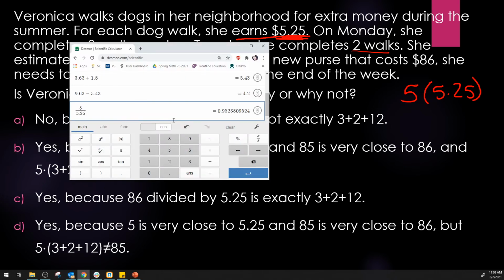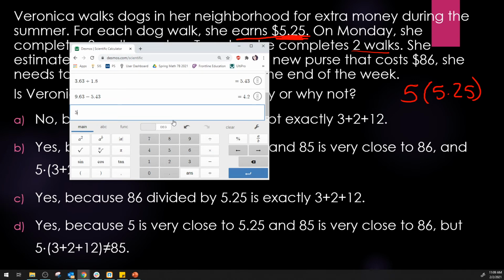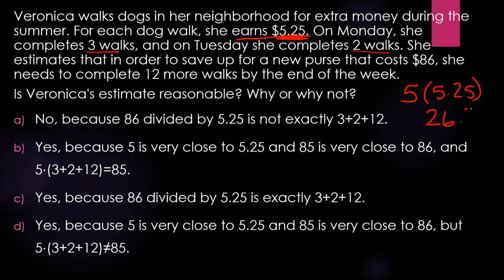5 times 5.25. Oops, not divided by, we're going to multiply it. So it looks like from here, she has saved $26.25. Okay, she needs $86 for her purse that she wants to buy. So if I were to take how much she has to pay for her purse, which is $86, and I subtracted it from this $26.25, which is how much she already has saved, that is going to give me how much more money she needs.